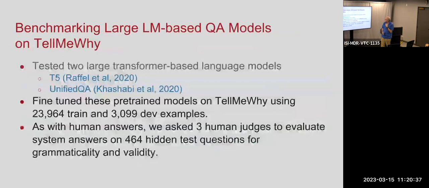Okay, so that's the data set. A year and a half ago or so, we benchmarked this with reasonable models at that time, T5 and UnifiedQA. We fine-tuned the pre-trained models on the TellMeWhy corpus using about 23,000 train and 3,000 dev. As with human answers, we asked 3 human judges to evaluate the system answers on 664 hidden test questions for grammaticality and validity, just like we asked the Turkers to judge the human answers. Exact same interface, in fact, I think.